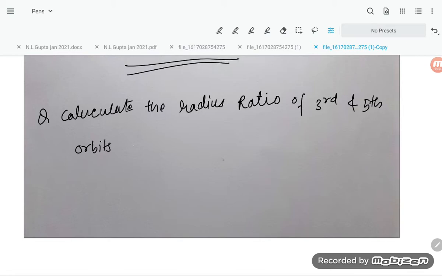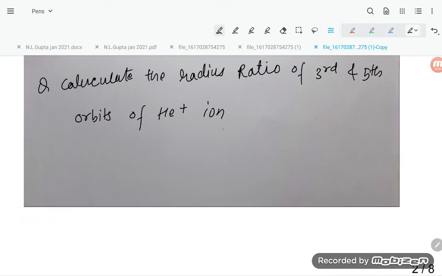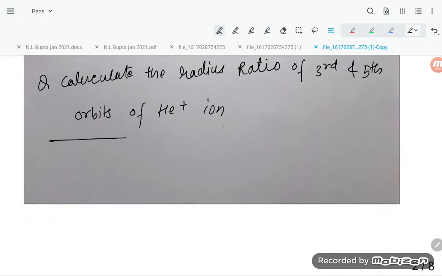The fifth orbit of what, student? That is not hydrogen. You solve it for the He⁺ ion. So dear student, firstly you see, for helium the Z value is 2, n is 3 for the third orbit, and n is 5 for the fifth orbit.